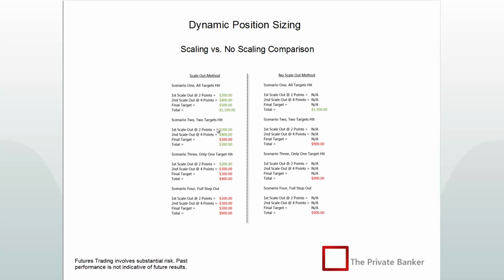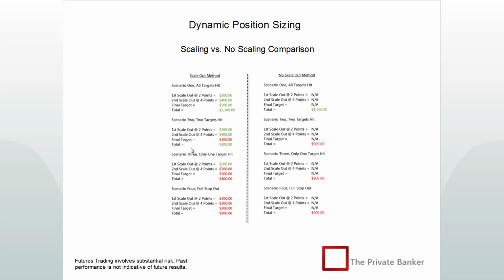The next scenario is we actually had two targets reached, but the final target never got reached. So we get stopped out of the remaining part. The first one, again, we captured 200 on the first scale, 400 on the second, and we got stopped out for 300 on the last piece there. Contrary to that, if we look at the no scale outs, no profit was captured, and the market came back and stopped that trader out for a full stop out. So that's the difference between walking away with $300 in your pocket or taking a full loss.